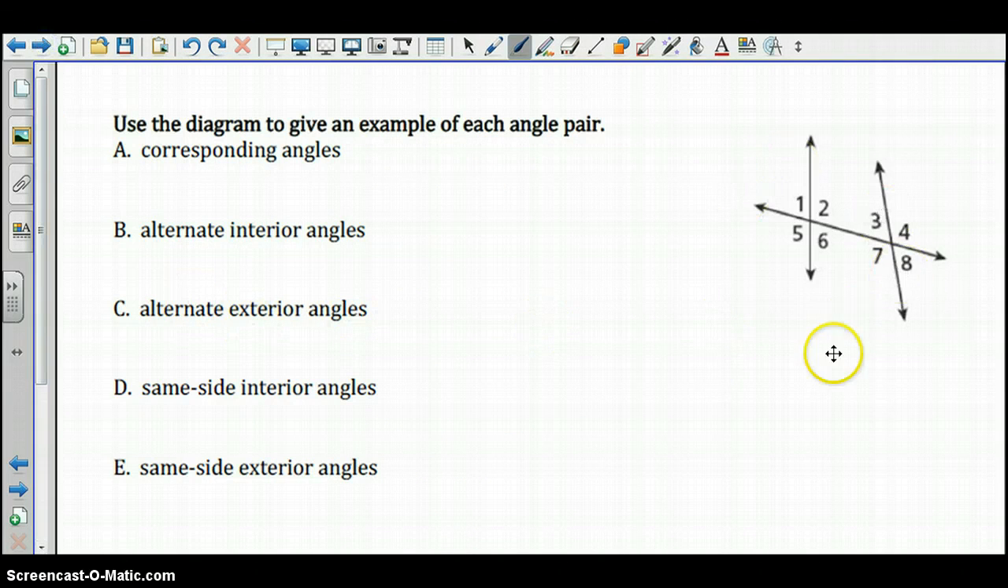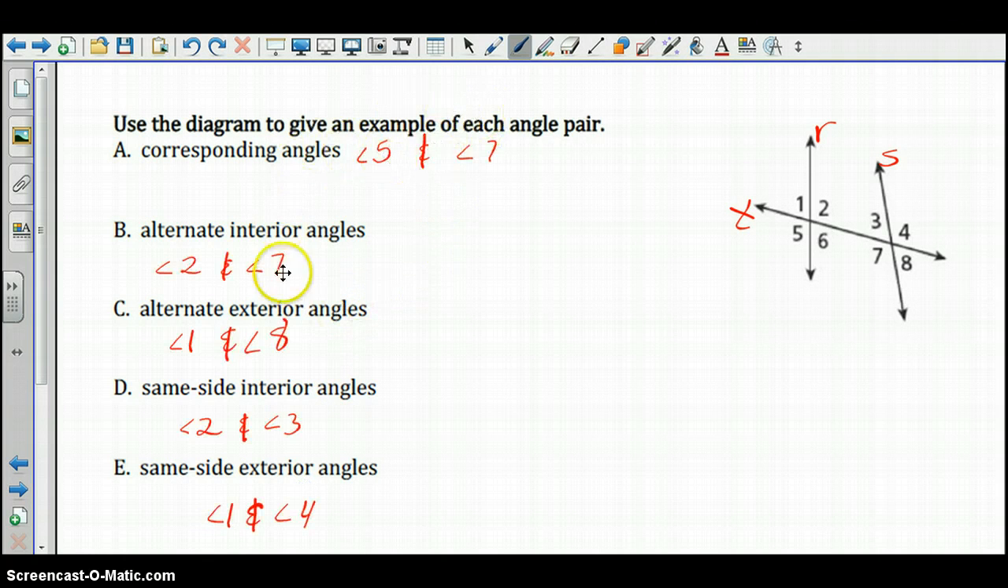So why don't you use this example? Here our transversal runs a little more left and right, and our lines R and S a little more up and down. But go ahead and find angle pairs for corresponding angles, alternate interior angles, alternate exterior angles, same side interior, and same side exterior angles.